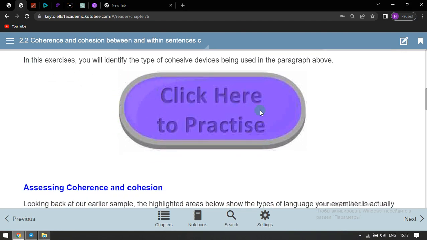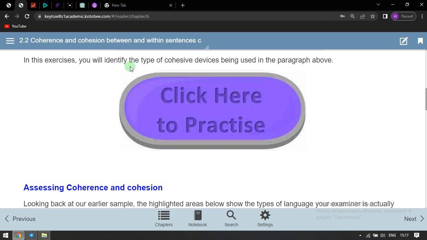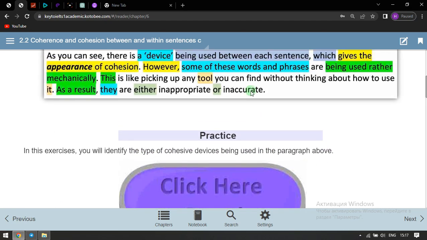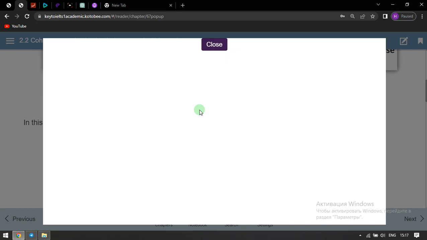So practice. You will identify the type of cohesive devices being used in the paragraph above. Demak, yuqoridagi paragrafimizda ishlatilgan bog'lovchilarni turini aniqlashimiz kerak ekan. So, tushunarli.